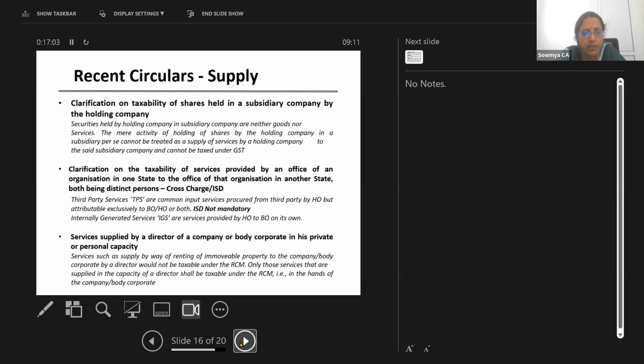And again, services supplied by a director of a company or body corporate in his personal or private capacity. We know that director sitting fees is liable to RCM. So now the department has clarified that if the director were to rent his immovable property to the company in his personal capacity, then there will be no RCM liability. It will be on forward charge basis only. So these are the recent circulars.